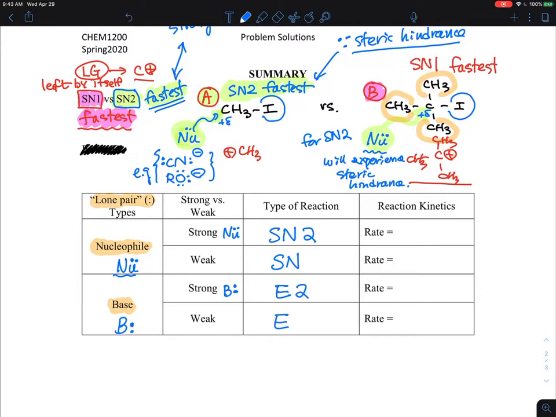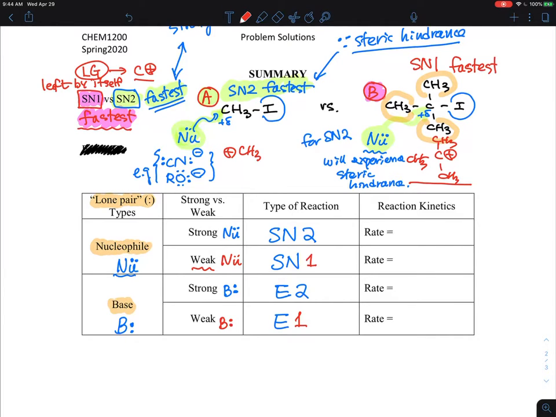But when you have a weak nucleophile, right? When it is weak, you have to wait until they form this carbocation. So the rate determining step is actually dissociation of the leaving group, so that you are left with a carbocation. So that's here too. Though when you have a base, it's an E1 reaction. So you can categorize that.